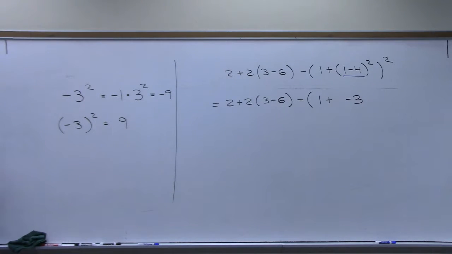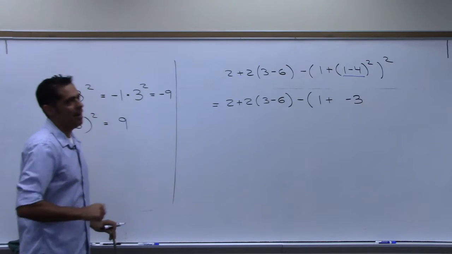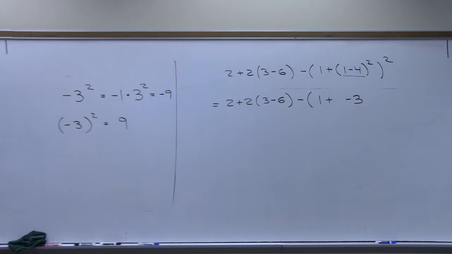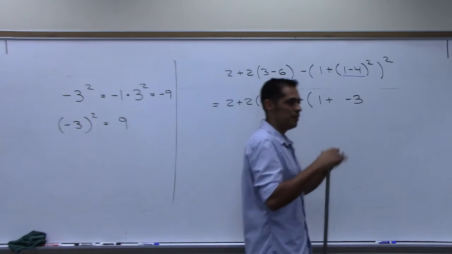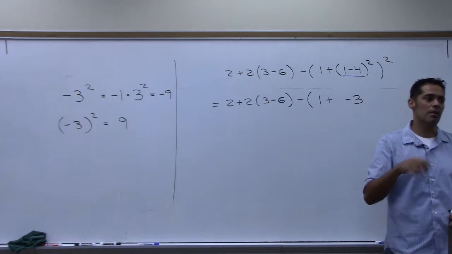Yes? So that goes to the calculator. If you right now on your calculator type in -3 squared, you should get -9. If you put parentheses around the -3 and square it, you should get +9.